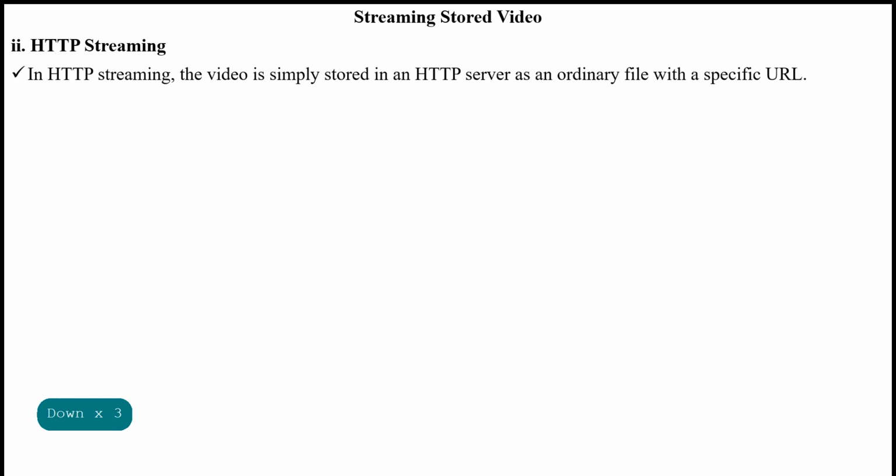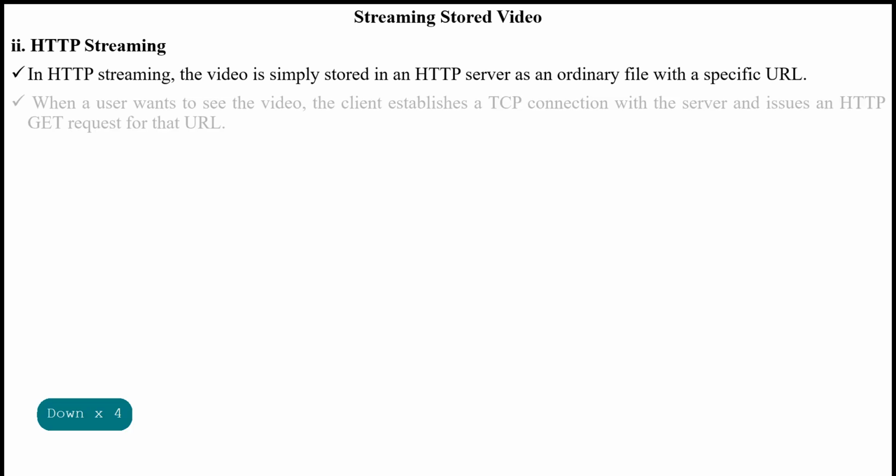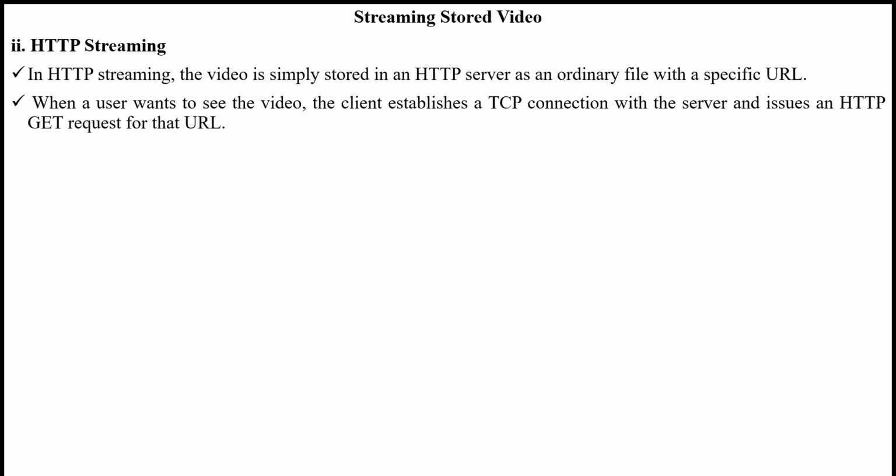HTTP streaming. In HTTP streaming, the video is simply stored in an HTTP server as an ordinary file with a specific URL. When a user wants to see the video, the client establishes a TCP connection with the server where the video file is stored and issues an HTTP GET request for that URL.